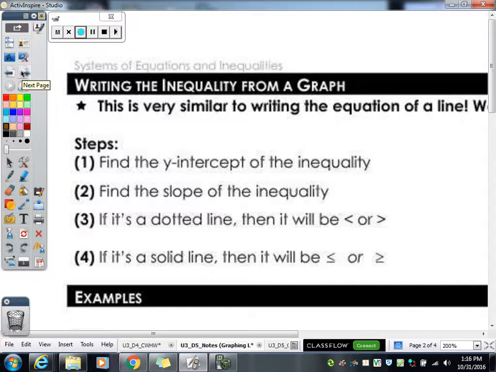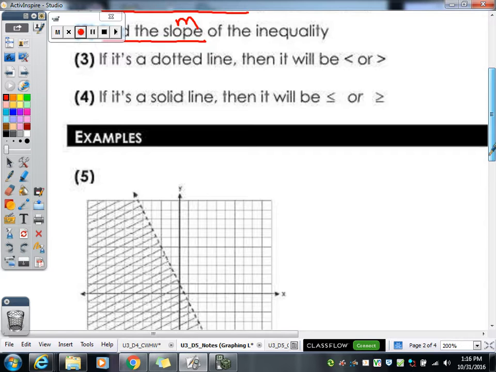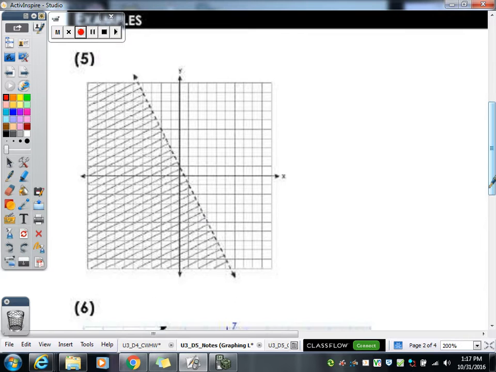This is why you have to know M and B, because they're now going to give you a picture, and you are going to have to write the inequality. So the first thing you have to do is find the y-intercept or the b. And then you have to find the slope, which is your m. And then figure out if it's solid or dotted. So let's do the first one together here. There's 2 of them.